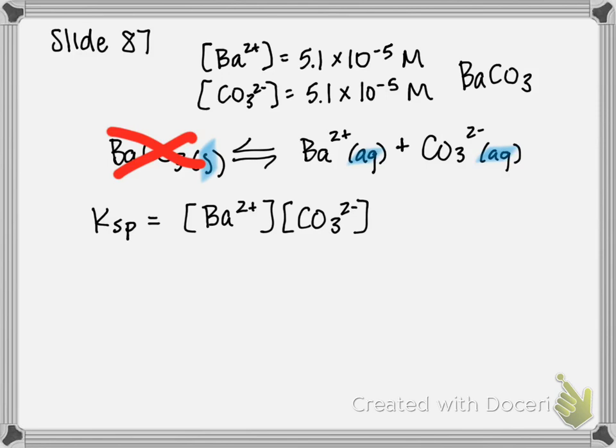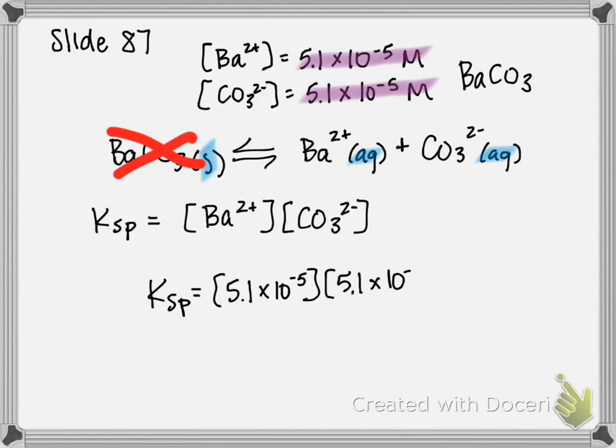And now that we have that written, we can plug our values in that were given to us. This 5.1 times 10 to the negative 5 for both components. So that ends up making KSP equal to 5.1 times 10 to the negative 5 times 5.1 times 10 to the negative 5. And if you plug that in, multiply those two values, you should get 2.6 times 10 to the negative 9. And that is your value of KSP. And there you have it.